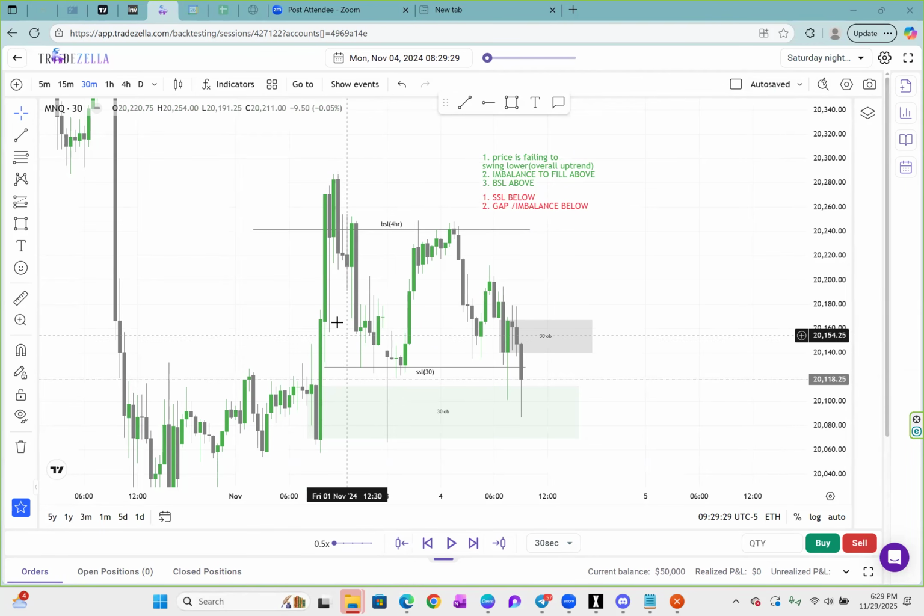Anybody? Are you unsure because you could see both ways? Or are you feeling the buys if it rejects here? Okay, where are you selling? I could see both ways. Okay. That OB above that you just marked. Okay.